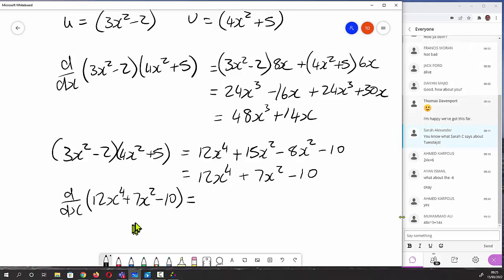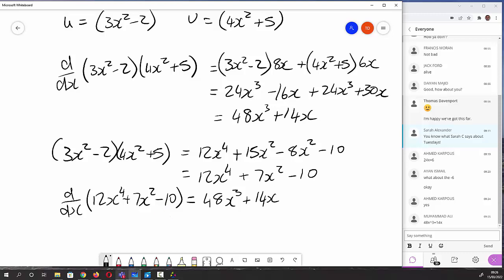Okay, so we're going to do, thank you Mohammed, the first term, so we're going to multiply 12 by 4, so that's going to give me 48x, and then we're going to reduce 4 to 3. Then on the next term we're going to multiply 7 by 2, so that's plus 14. Then we're going to reduce the 2 to 1, so it's just going to be 14x. And then the final term is a constant term, so that's like 10 times x to the 0, so that means that that becomes 0.